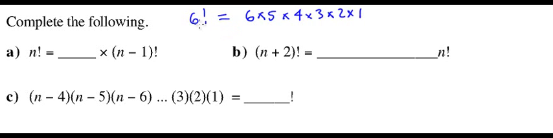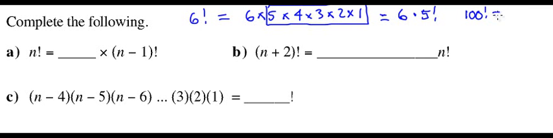You can do things like take 6 factorial, break it into pieces like so, and then what is all this in the box? That's 5 factorial. So you can take a 6 factorial, snip the 6 off the end of it, and say 6 factorial is the same as 6 times 5 factorial. If you have 100 factorial, you can say that's just the number 100 times 99 factorial. You can always pop a number off the end of a factorial.